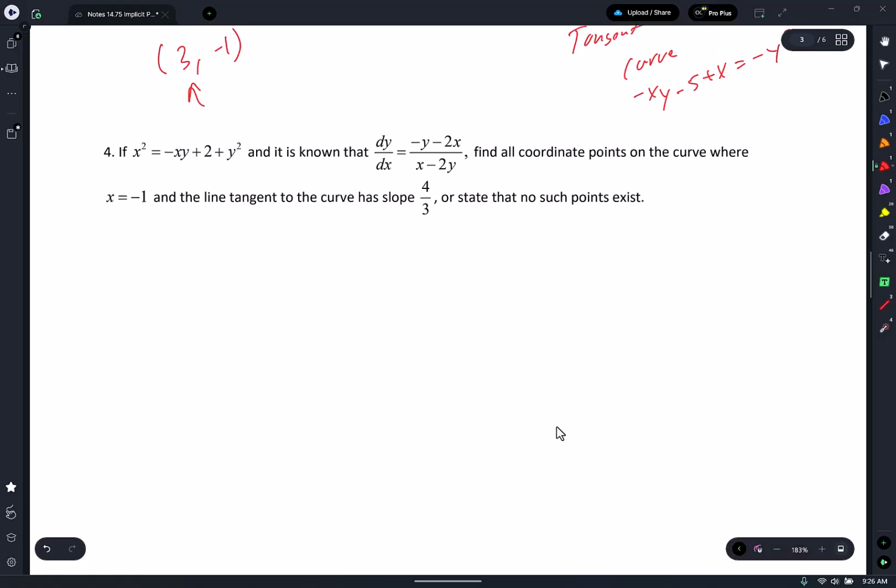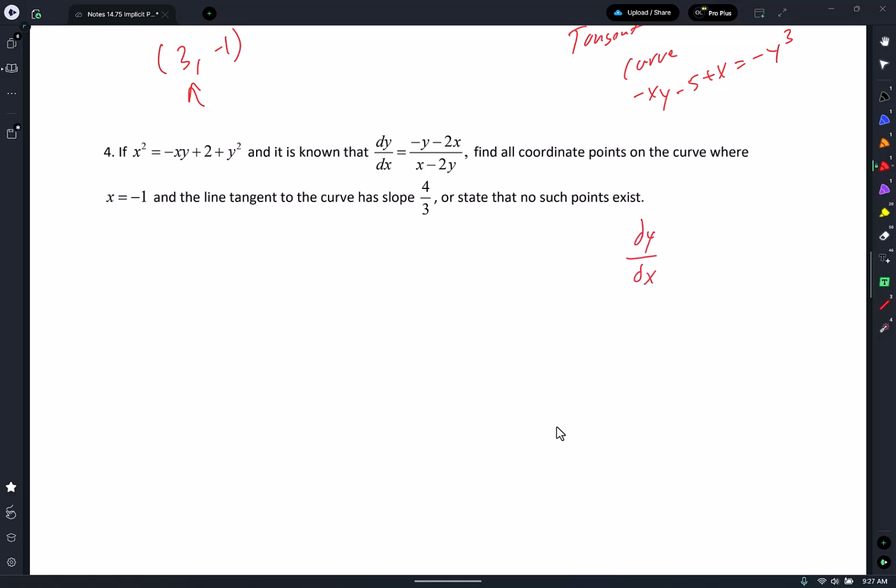If x squared equals negative xy plus 2 plus y squared, and it is known that dy/dx is given, so again, same type of problem. Find all coordinates on the curve where x equals negative 1 and the line tangent to the curve has a slope of 4/3, or say that no such point exists. Oh, this one's different. Let me read it again. So I have a curve, and it is known, there's my derivative. Find all coordinate points on the curve where x is negative 1, and the line tangent to the curve has a slope of 4/3. Okay.